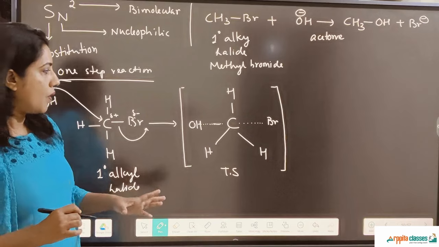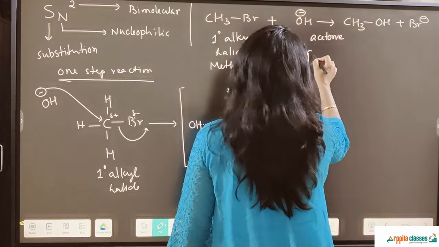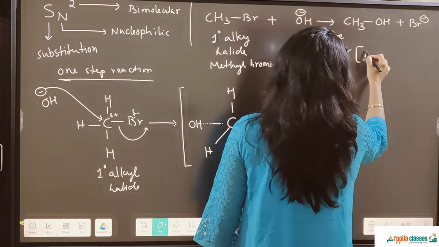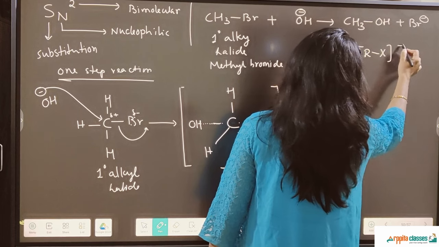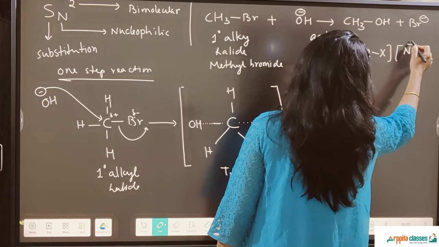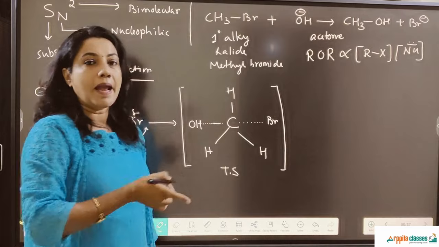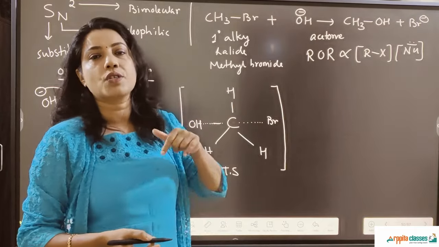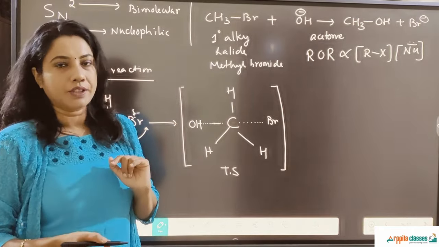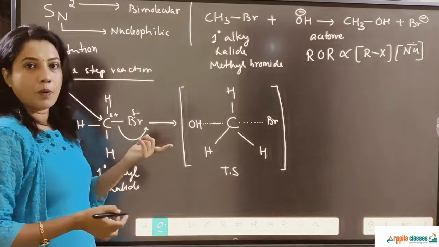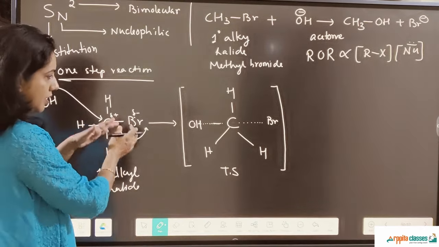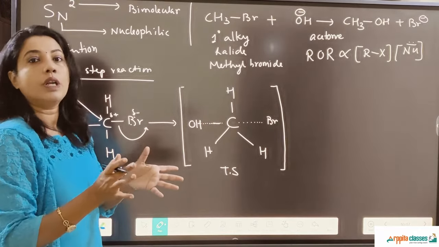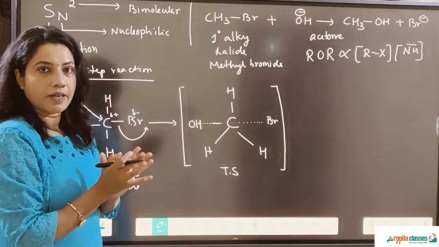Now it has been found that the rate of the reaction is directly proportional to the alkyl halide, and also proportional to the nucleophile. So here we can see the rate depends on both the alkyl halide and the nucleophile, and that is why this reaction is called a bimolecular reaction. Here we are taking a polar aprotic solvent, because the formation of the bond and breaking of the bond are taking place simultaneously. So there is no need to surround the leaving group and all that.